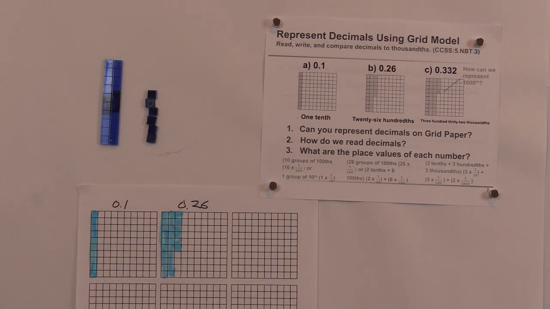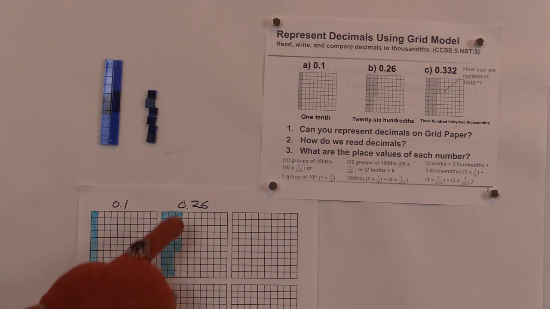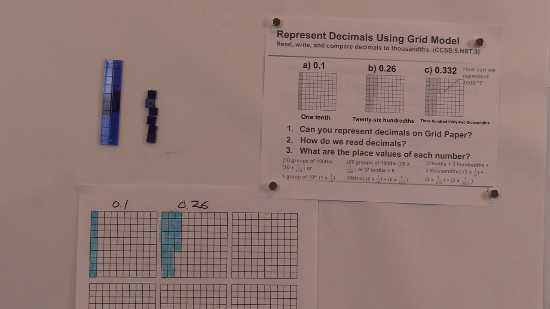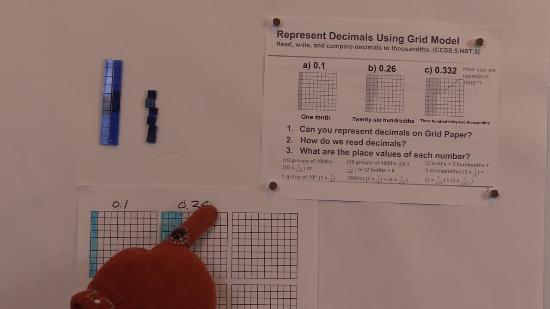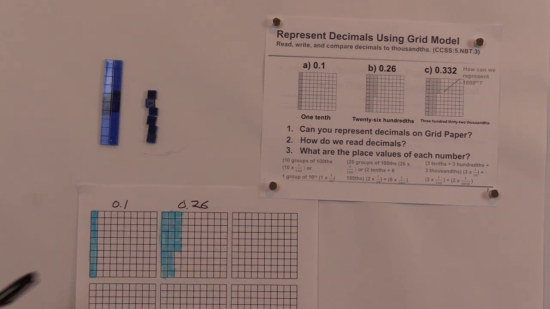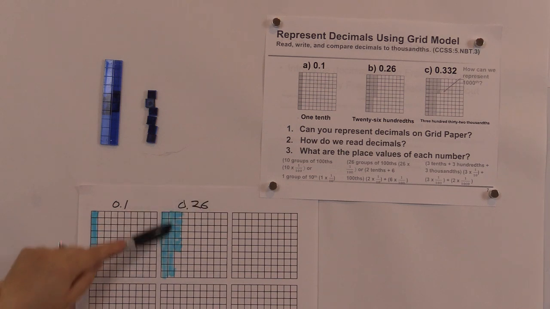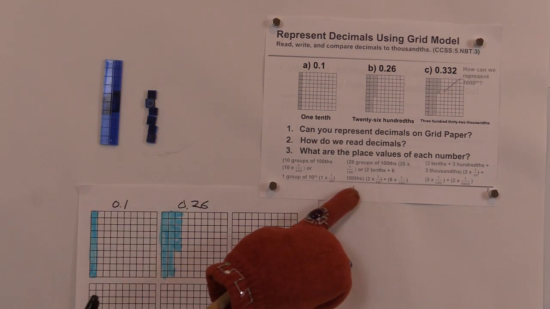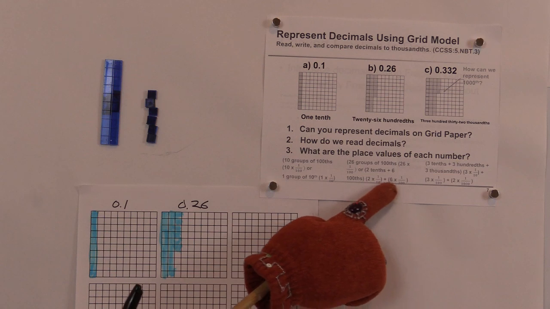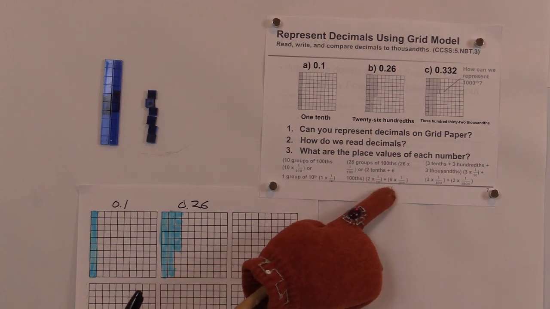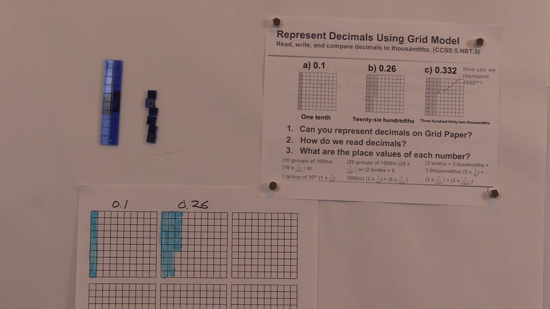What about here? If I count by hundredth, I'm going to have 26 hundredths. Well, if I look at the first number right after the decimal, that means tenth. The second number is hundredth. So I have 2 tenths plus 6 hundredths. That's what we have with the place value. So 2 times 1/10 plus 6 times 1/100. That's the place value of the number here.